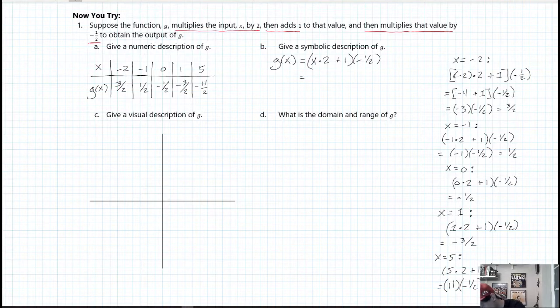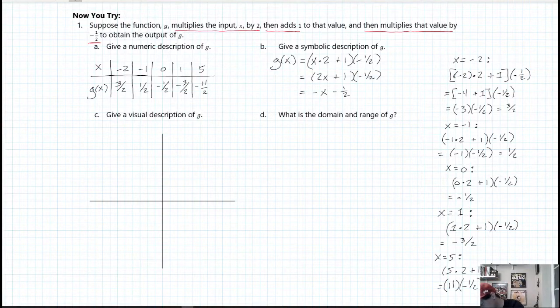So let's simplify this down. 2x plus 1 is a nicer way of writing that, or maybe not nicer, but a way that feels more familiar to me at least, and I believe to a lot of people. So then I'll distribute the negative 1/2 across, and I'll get 2x times negative 1/2 is negative 1x, or just negative x, and then plus 1 times negative 1/2 is negative 1/2. So this simplifies to g of x equaling negative x minus 1/2.